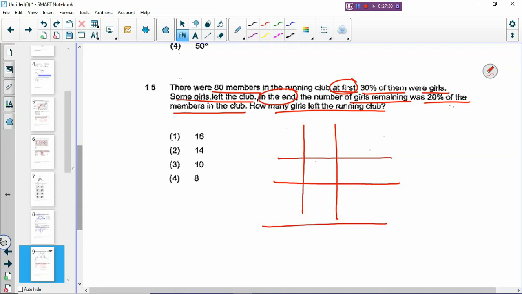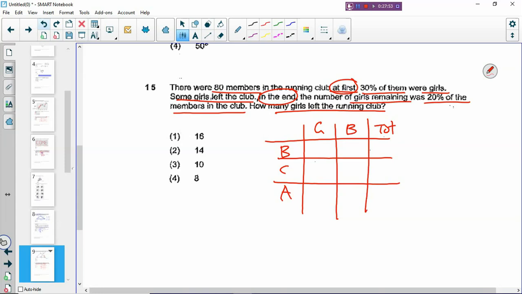Sometimes model drawing is effective, but sometimes you do have other methods that are better than model drawing because you can get the answer faster and it's more effective. For example, if you look at this table, before, change, after, that is your before and after, and then you label. So you have the girls, the boys, and the total, right? And then you fill in the boxes, right?